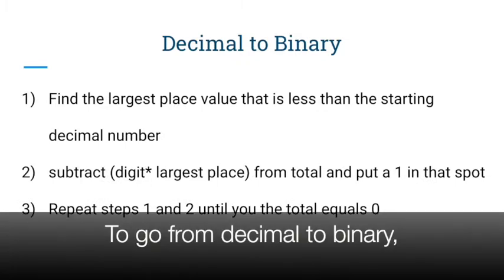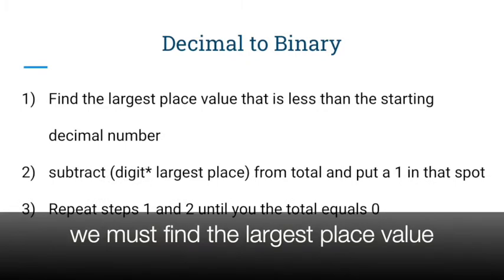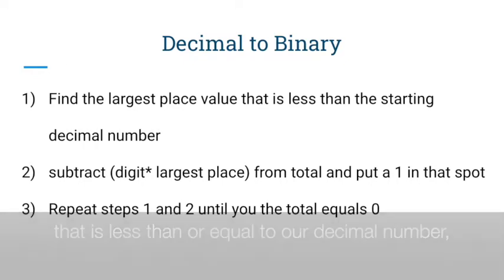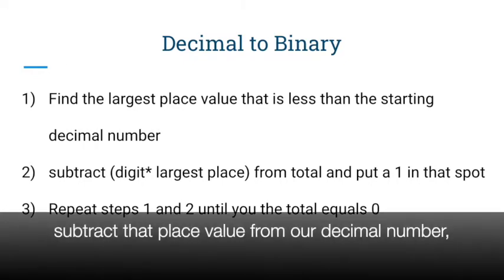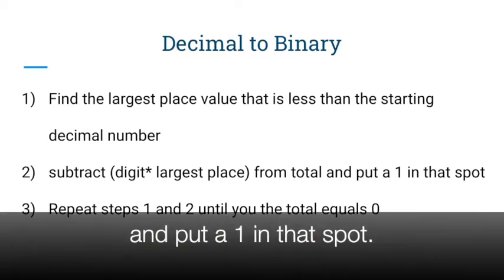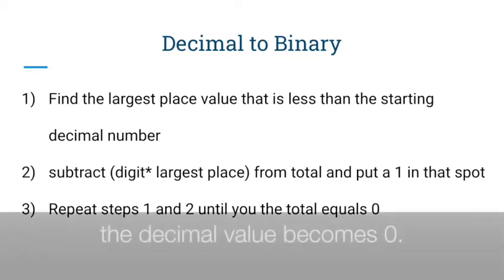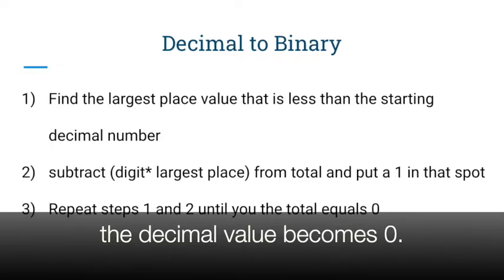To go from decimal to binary, we must find the largest place value that is less than our decimal number, subtract that place value from our decimal number, and put a 1 in that spot. Then repeat the first 2 steps until the decimal value becomes 0.